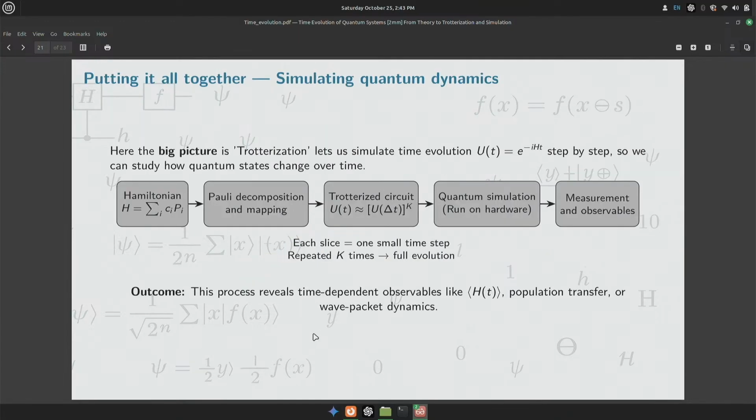So this was the whole workflow of this algorithm: once you're given the Hamiltonian in Pauli strings, you can do some Pauli decomposition and mapping, and then you create the trotterized equivalent quantum circuit of that unitary operator, and you run the quantum simulation, which you can run on the quantum hardware, and you finally do the measurement and calculate the expectation value of the observables. And here each slice is one small step. If I repeat this for k times, I'll get the full evolution. Now, what is the output of it? I can calculate the expectation value of those quantities, like any quantity, right?